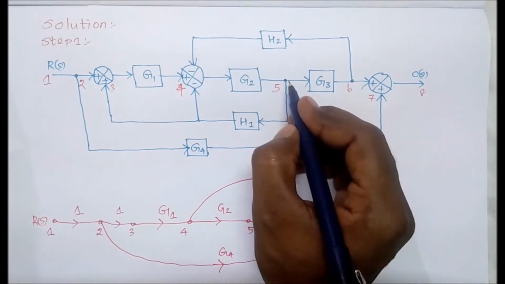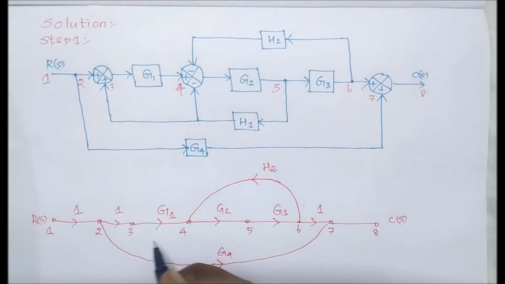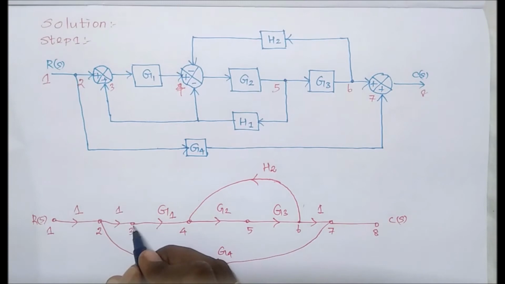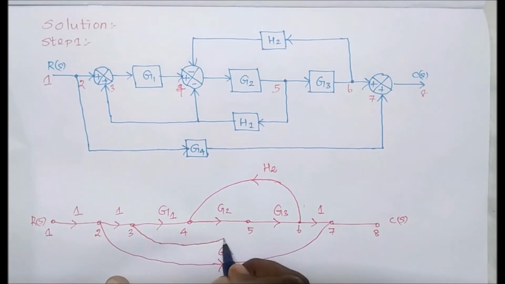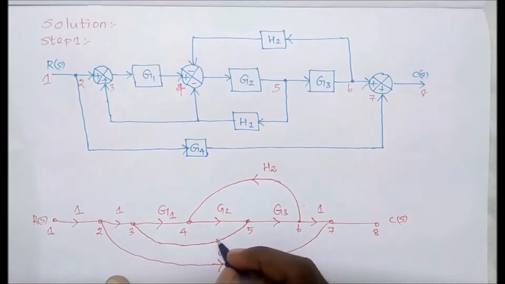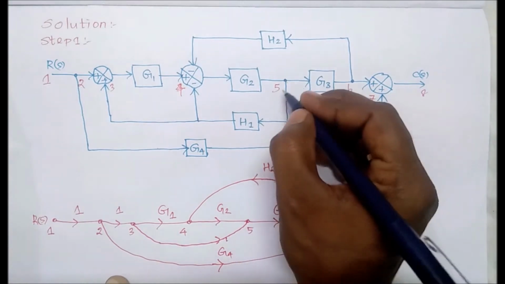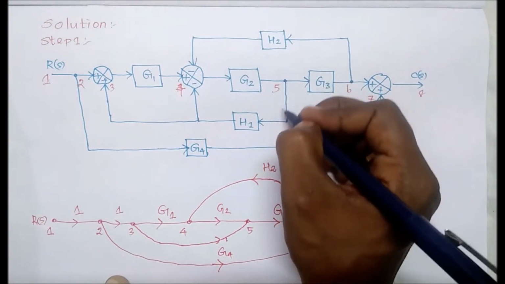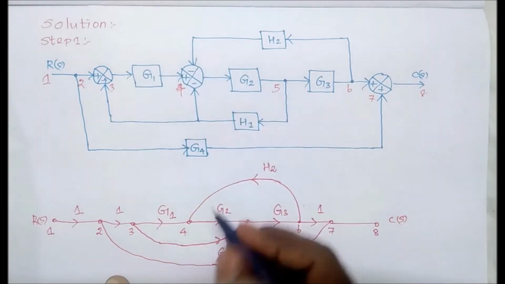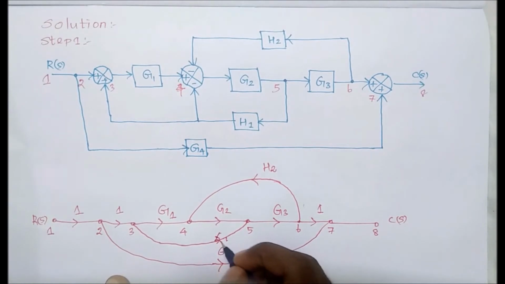Apart from this, there is one more path here. It starts at 5 and ends at 3. So the arrow mark is from 5 to 3, therefore this is the correct arrow mark. Its gain value is H1.